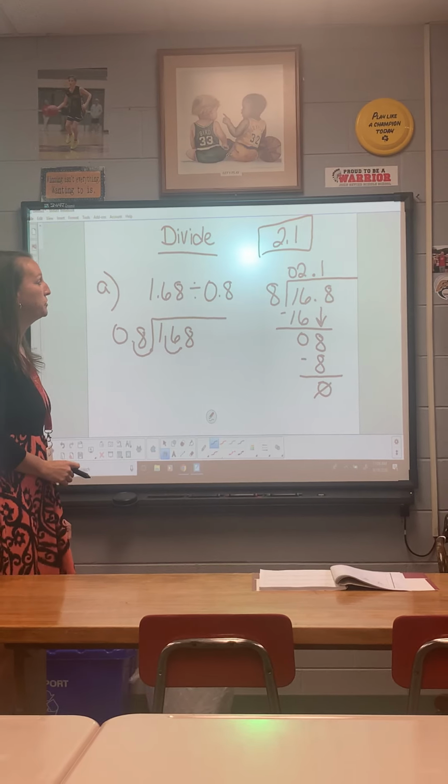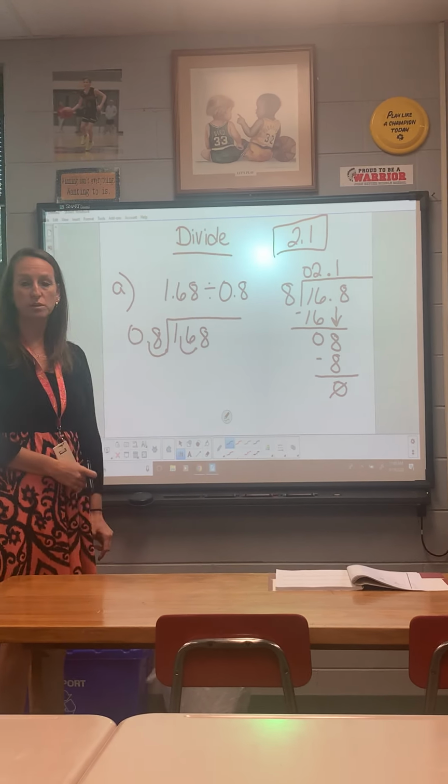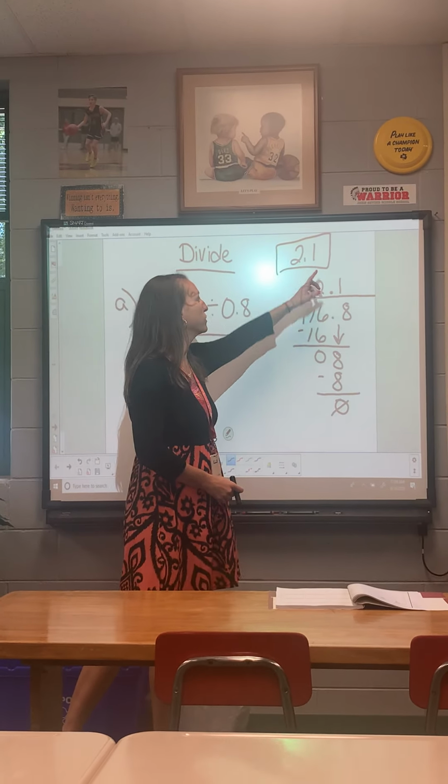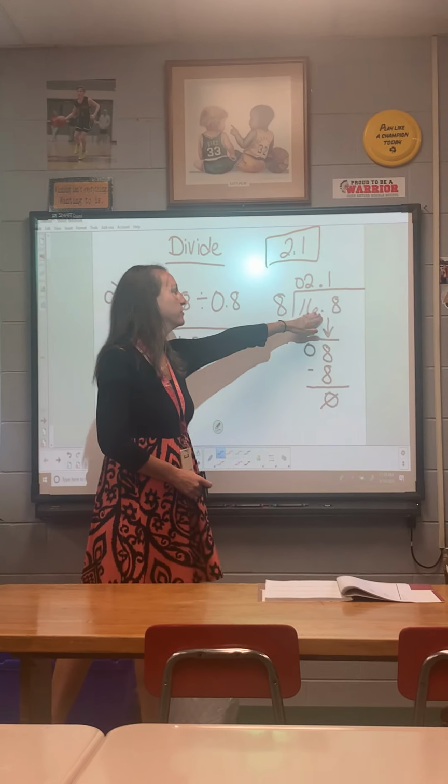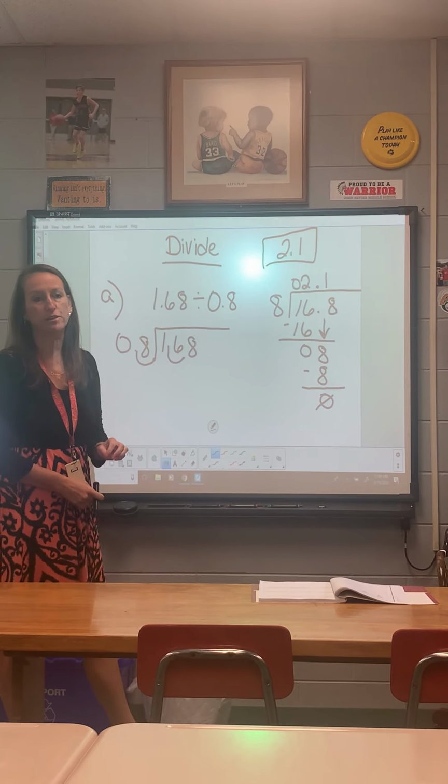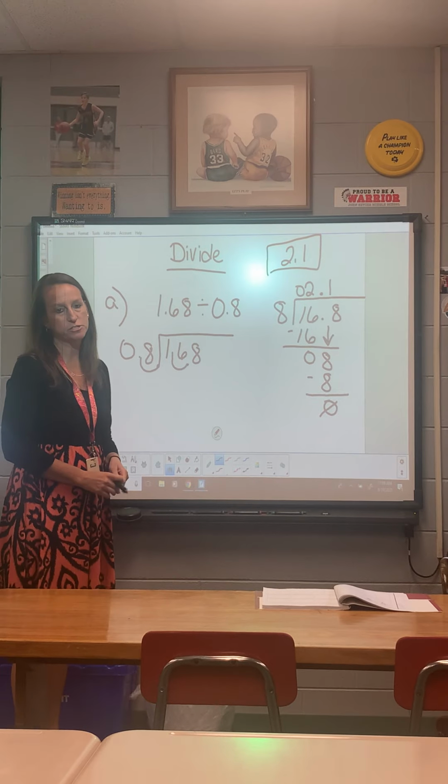And again, you can go back and check your work if you would like. You could do 2.1 times your 8, and it should give you 16.8 if we did it correctly. And you may use a calculator for your check step if you want.